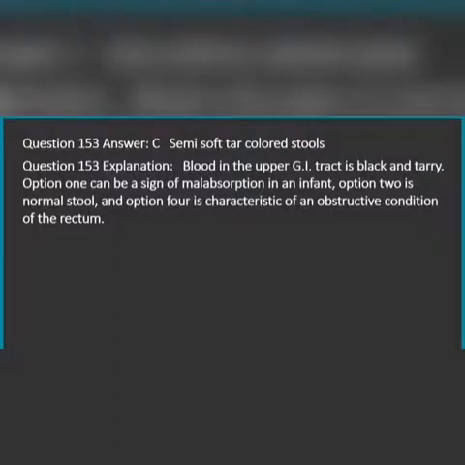Question 153. Explanation. Blood in the upper GI tract is black and tarry. Option 1 can be a sign of malabsorption in an infant, option 2 is normal stool, and option 4 is characteristic of an obstructive condition of the rectum.